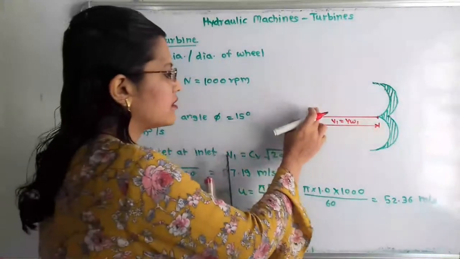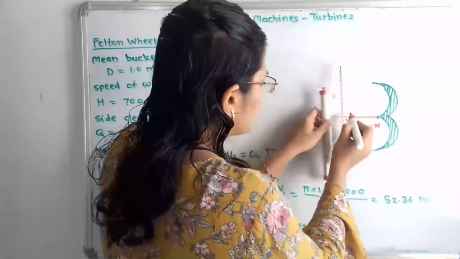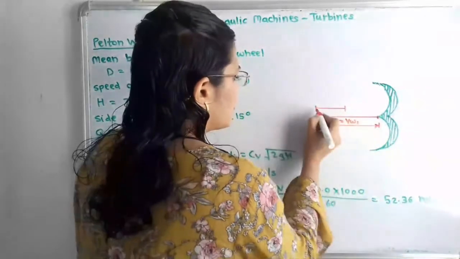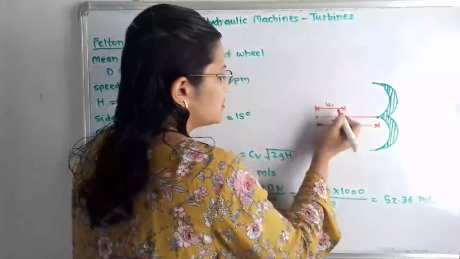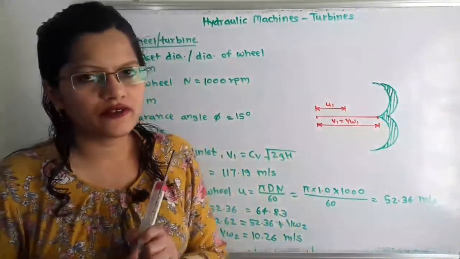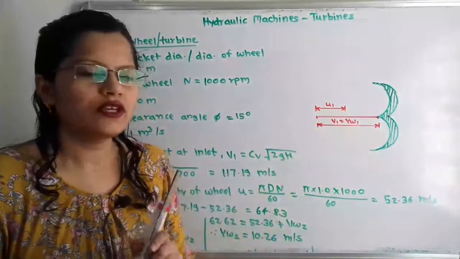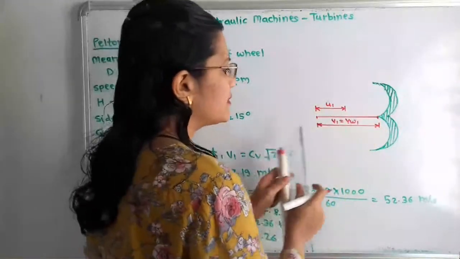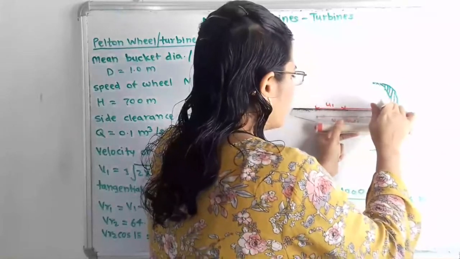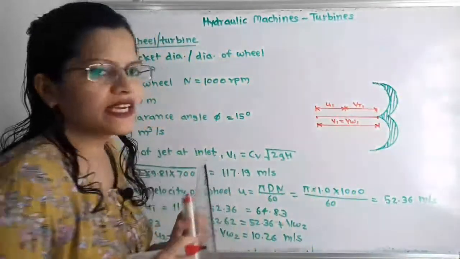So we will plot here as a U1. So this U1 is 52.36. So I will show here. So this is the U1. Now how to calculate the relative velocity? So relative velocity is the difference between this V1 and U1. So this remaining velocity, we will say it is Vr1, that is the relative velocity. So in this way, this velocity diagram at the inlet tip is getting completed.